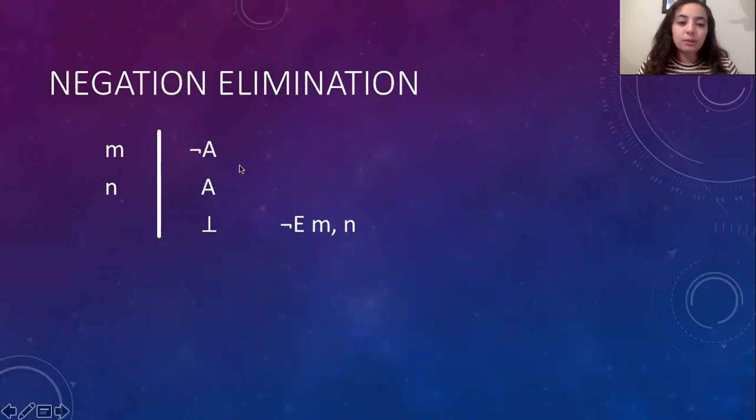This one's pretty much if you have a negation, not A, and then A by itself, then you have a contradiction. So then you can put the rule negation elimination from these two lines. And the two opposites, not A and A, can be anywhere within the proof. They don't need to be right next to each other in order for you to apply this rule. And we'll see why that's helpful later in some practice problems.